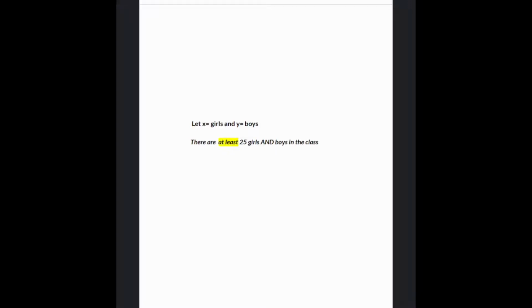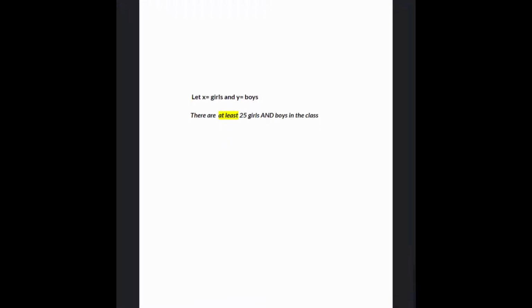Hi everyone, so we're going to go ahead and write inequalities based off of real world situations. So here's our real world situation: there are at least 25 girls and boys in the class, and we want to write an inequality on it. Remember, an inequality uses your greater than, less than, greater than or equal to, and less than or equal to symbols. For word problems, we do typically stick to mostly the or equal to. That's just how real world situations play out a little bit more, but you may also use the greater or less than symbols.